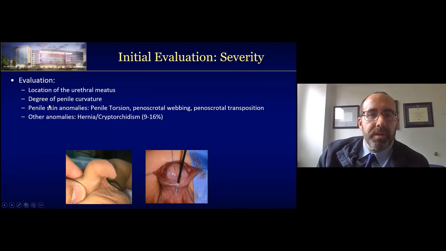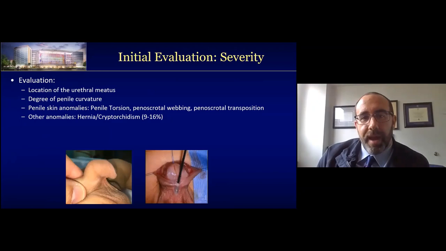So severity, like I said, is not just the position of the urethral meatus. We're going to add in the degree of penile curvature, and we're going to spend some time in a few minutes going over how we diagnose and manage penile curvature. Then there are associated penile skin anomalies: penile torsion, penoscrotal webbing, and penoscrotal transposition.